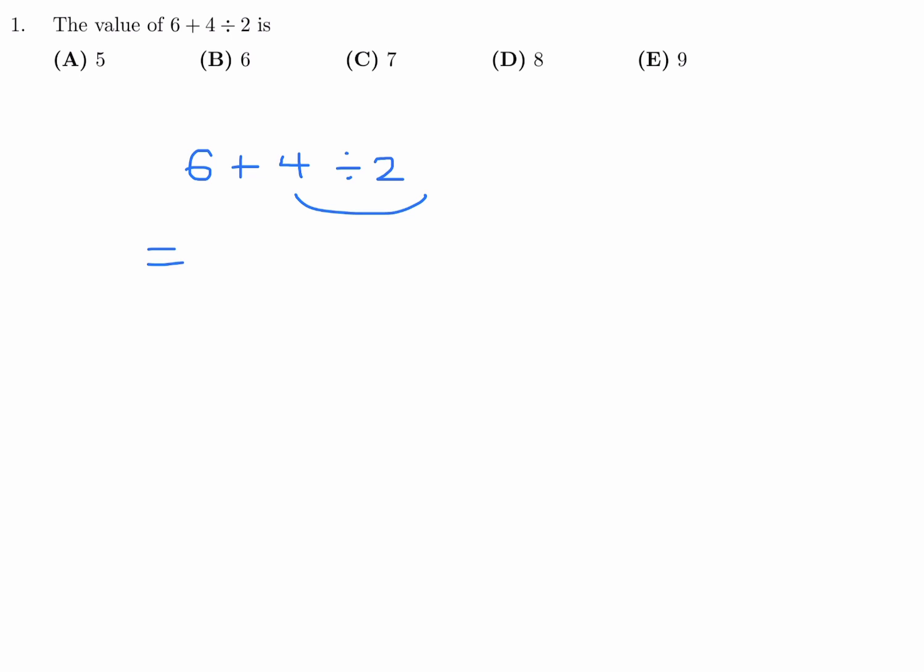So first you would do this guy, which is going to be 2. And then you would add the 6, and that would, of course, be 8. So number 1, the answer is D.